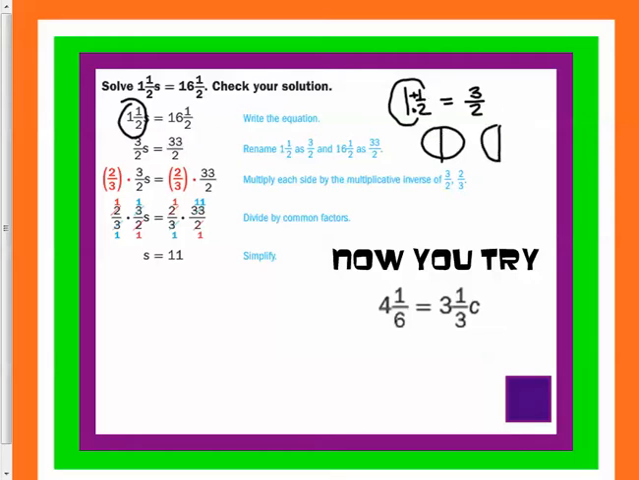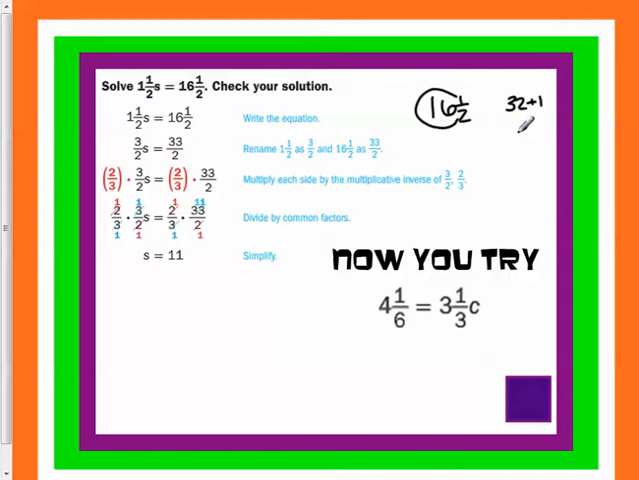Okay, so what do we do with this? Well, once it's reworked, the 16 1/2 as well needs to be reworked. So we take 16 times 2, which is 32, plus 1, which is 33. So I have 33 halves. Now I can get rid of the 3 halves next to the s by flipping it and multiplying.